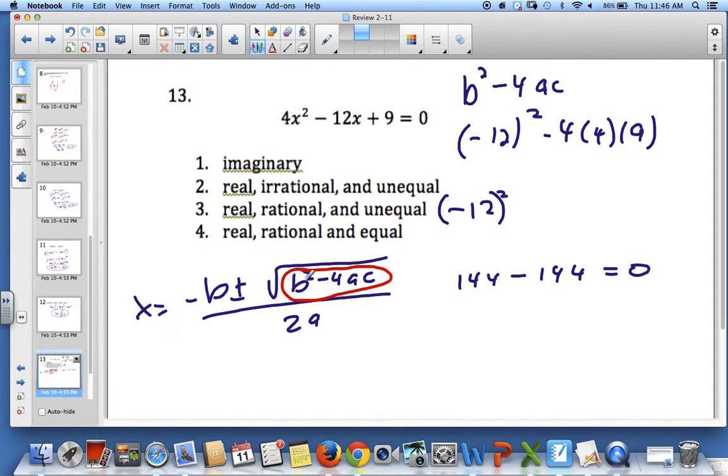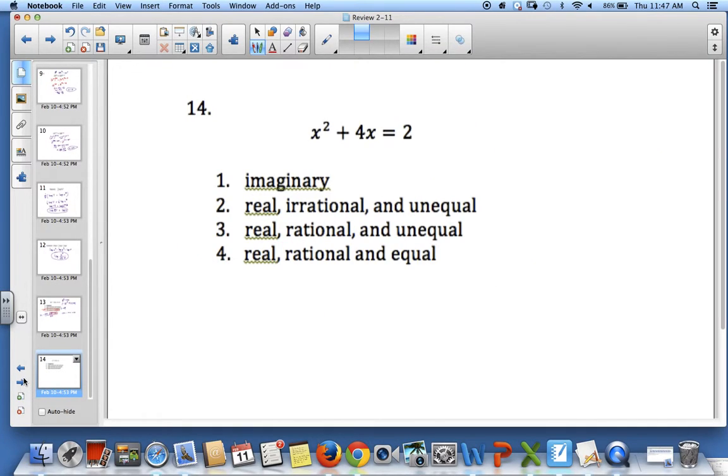Okay, so what we're going to have to do is look at b squared minus 4ac is 0, so that means the answers will be equal. So the answer would be real, rational, and equal. Okay, the next problem is similar, but before we do anything, we have to get it in the right form.